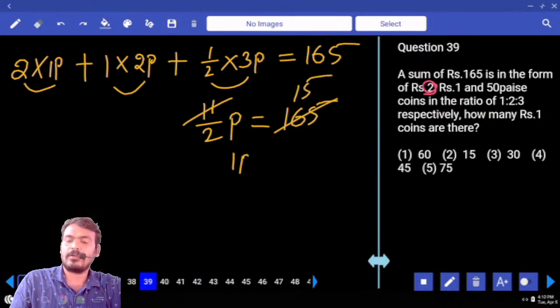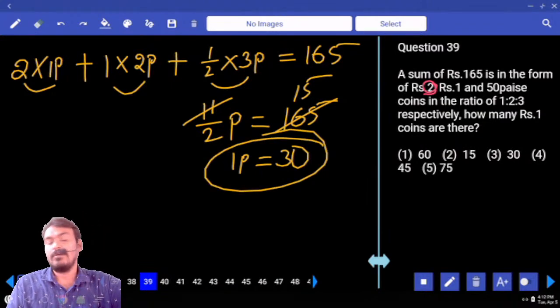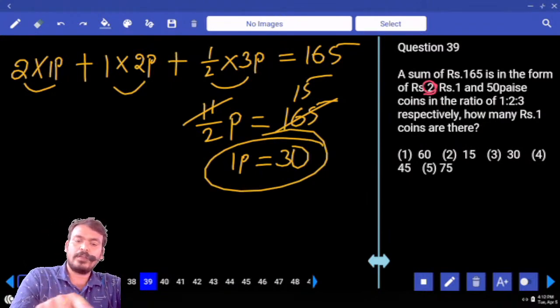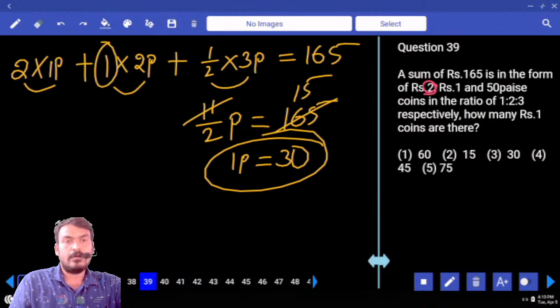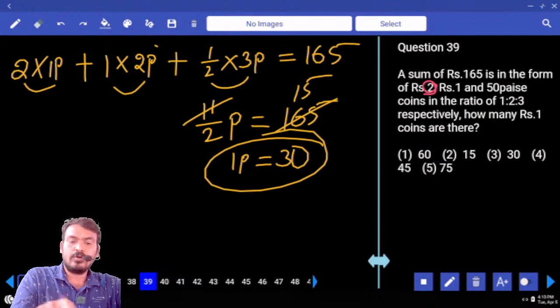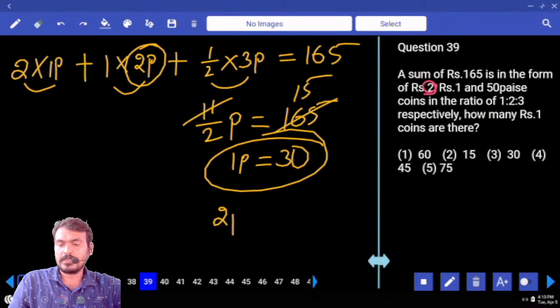Then every one part equal to how much? 30. But which coins do we require? 1 rupee coins. 1 rupee coins means how many parts? 2 parts or 1 part? 2 parts. 2 parts are 60.